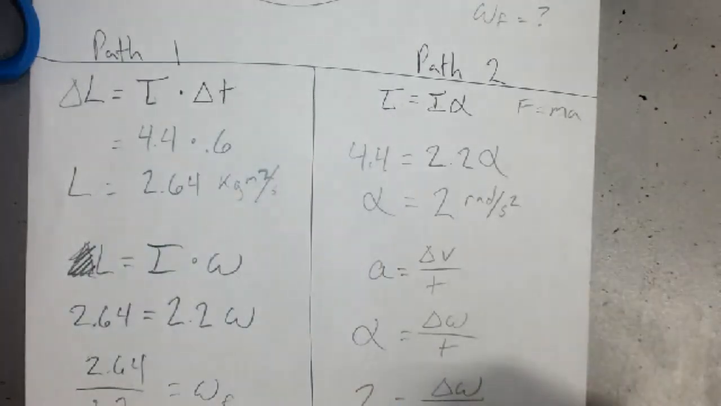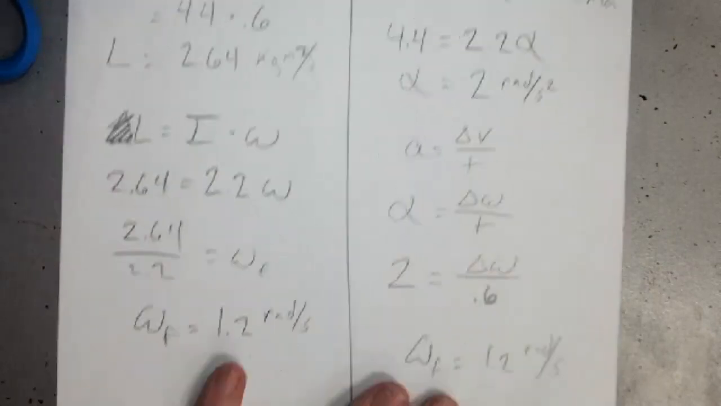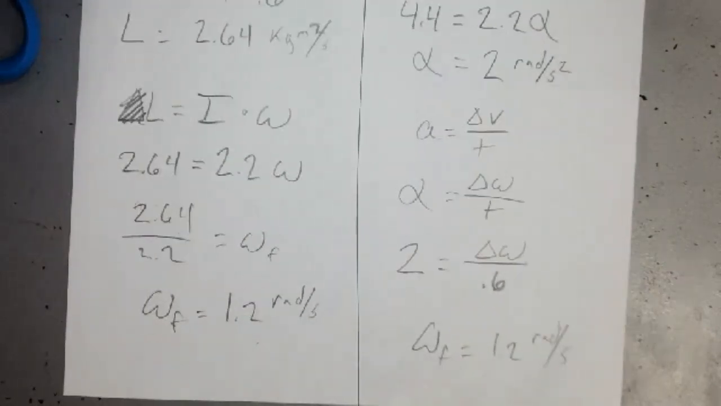So if you said D, 1.2 radians per second, you're correct. I guess there might be a third way to do it, but these are the two easy ways.